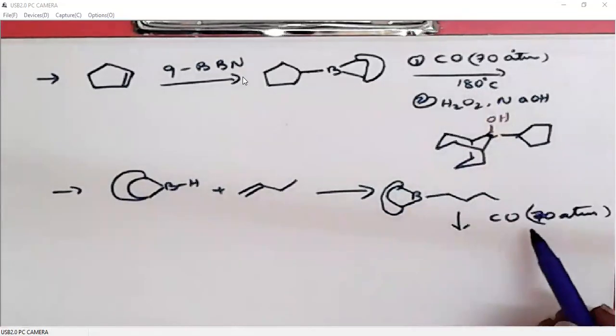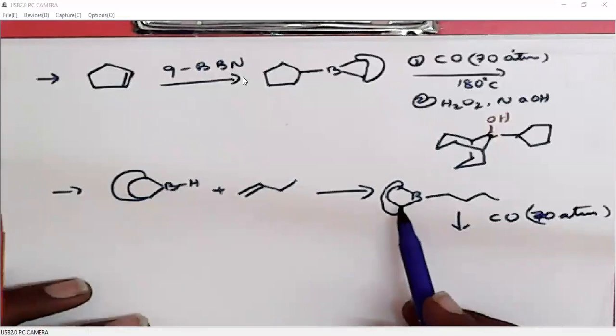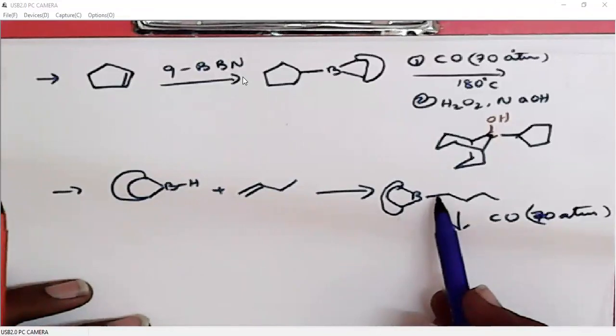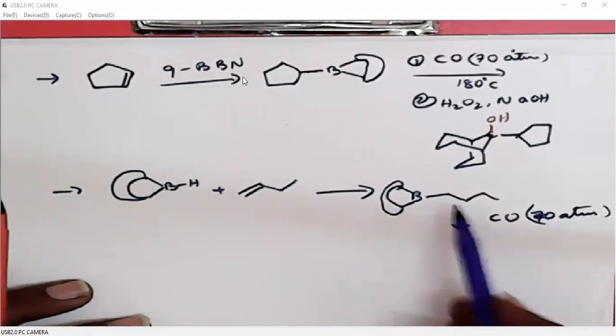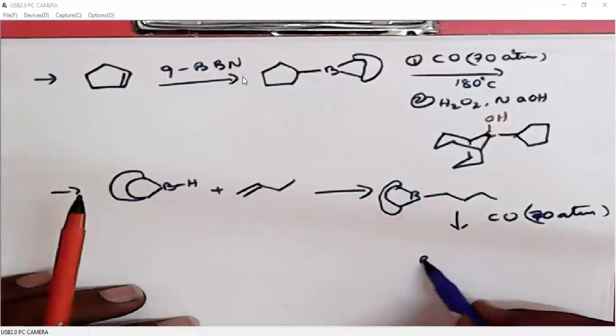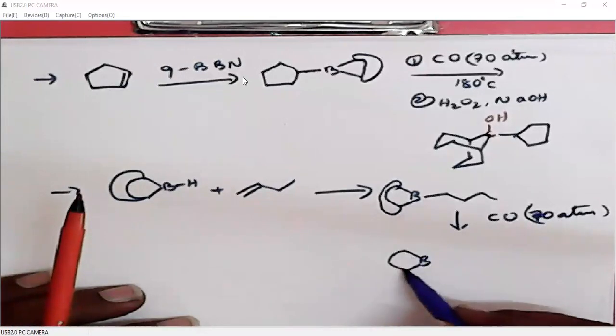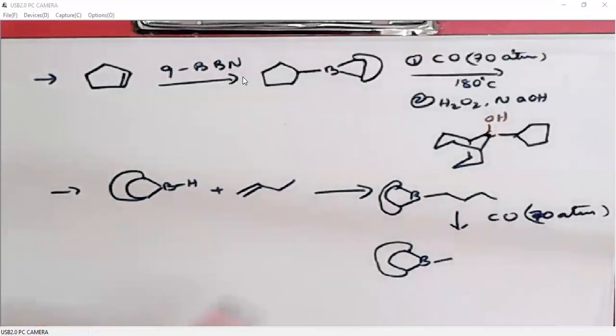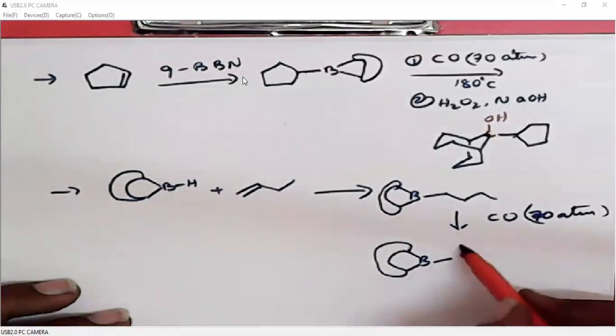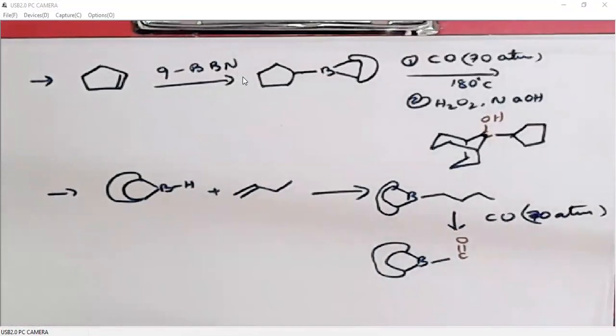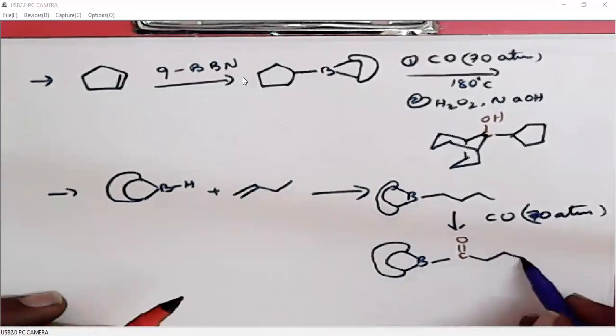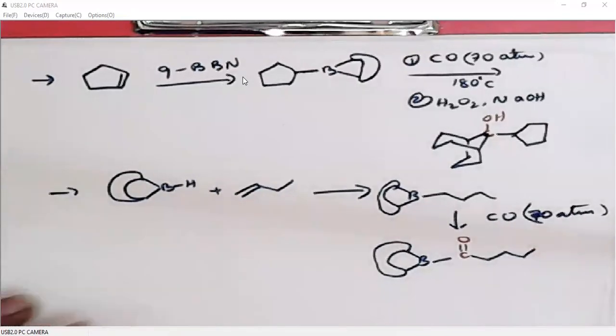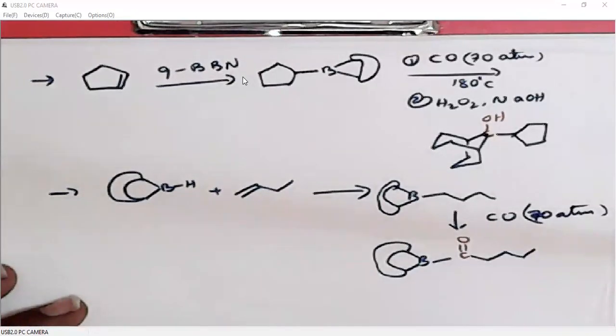So if we don't use high temperatures in the case of 9-BBN, only one alkyl group will undergo migration. Only this alkyl group will be shifted. So what we will get is a C double bond O, because we are shifting only one alkyl group. Now, how do we explore this compound? We explore this compound in different ways.